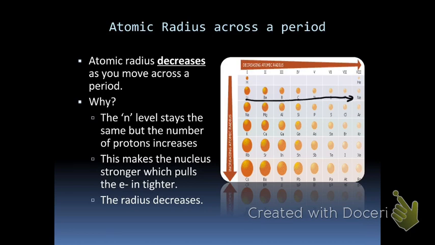As you go across this way, you can see that the radius is decreasing. Why? They have the same number of energy levels, right, because of the same period, but the number of protons increases, so there's more attraction, and those attractions hold on to the electron more tightly, and that makes the atom smaller.